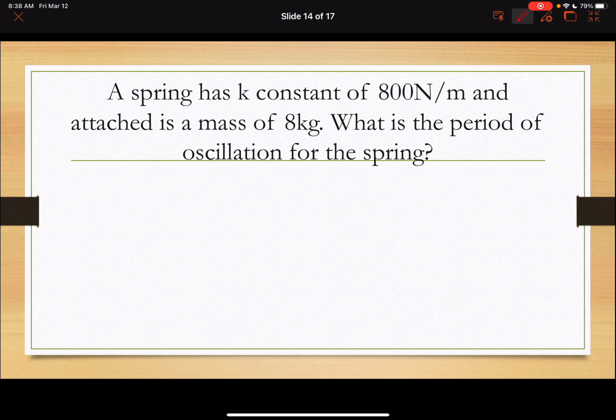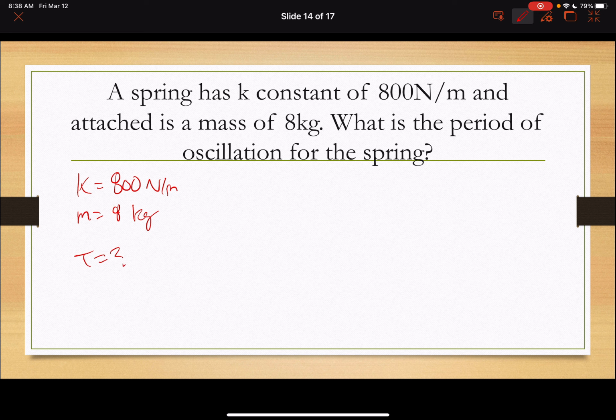So let's try one out. We have a spring constant K, so let's write that down. K is equal to 800 newtons per meter. We have a mass. The mass is 8 kilograms. And we want to know the period.